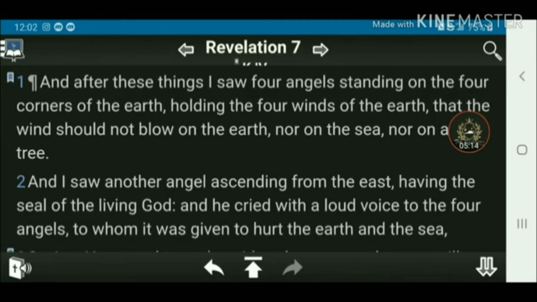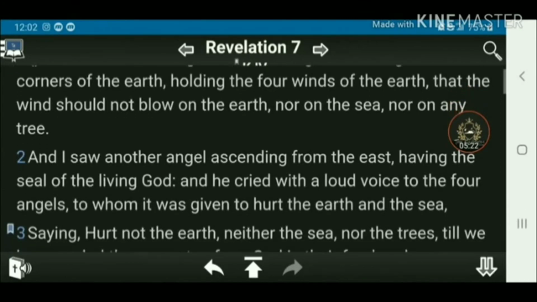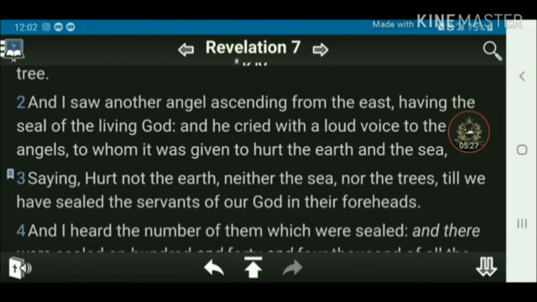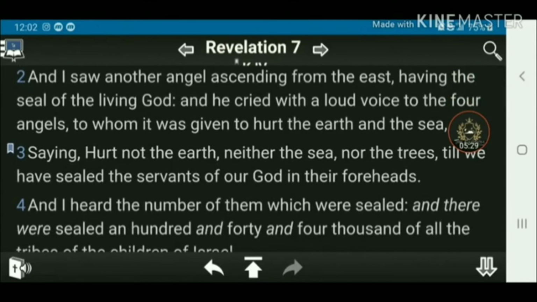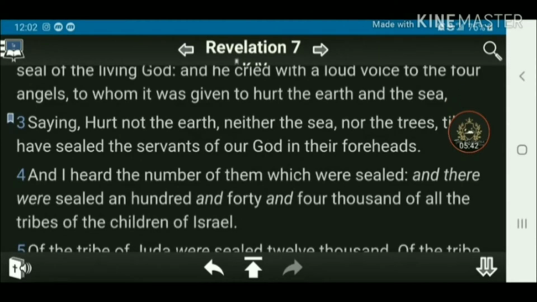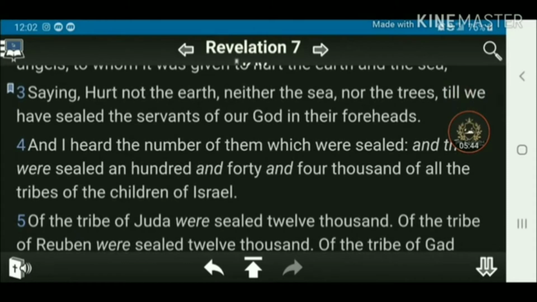Verse 1, And after these things, I saw 4 angels standing on the 4 corners of the earth, holding the 4 winds of the earth, that the wind should not blow on the earth, nor on the sea, nor on any tree. And I saw another angel ascending from the east, having the seal of the living God. Now we just seen that seal spoken of in Ezekiel, the 9th chapter. And he cried with a loud voice to the 4 angels to whom it was given to hurt the earth and the sea, saying, Hurt not the earth, neither the sea nor the trees, until we have sealed the servants of our power in their foreheads.